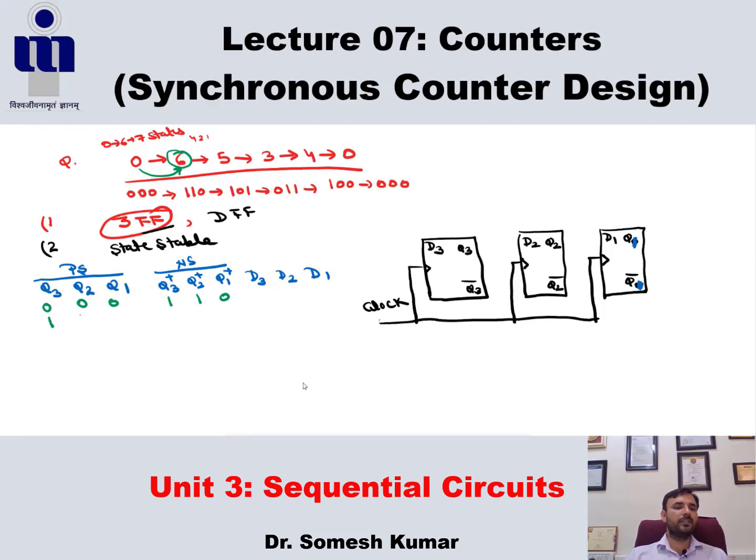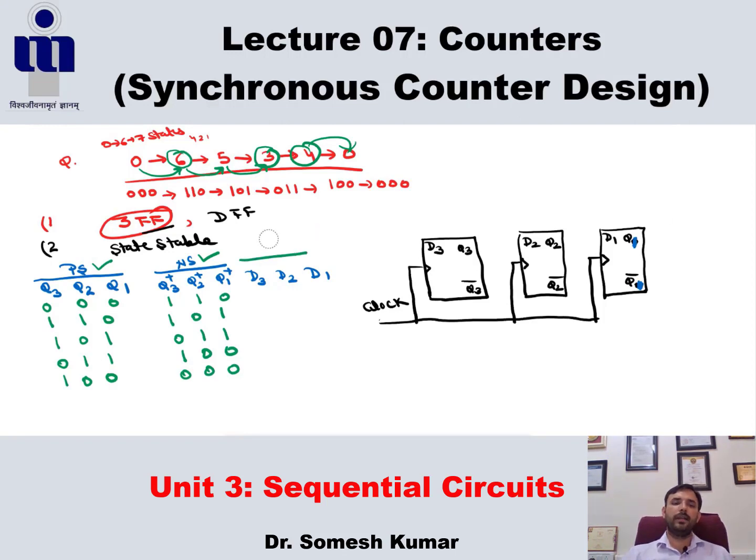If the present state is 6, what is the next state then? Next state is 1 0 1. Fine. So if the present state is 5, 1 0 1, next state is 3 in this case, that is 0 1 1. If the present state is 3, the next state is basically 4. If the present state is 4, the next state is basically again 0. Fine. So this is our state table, present state, this is the next state. Now the excitation table. Fine.